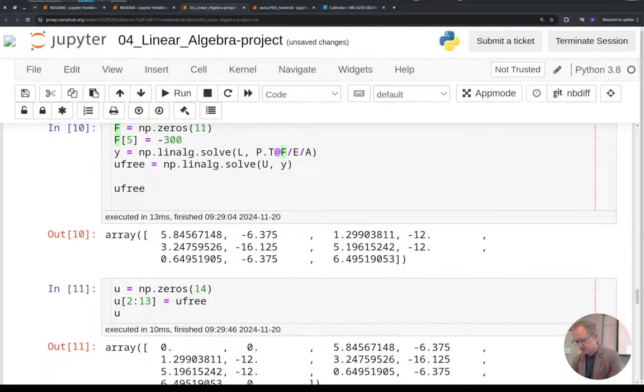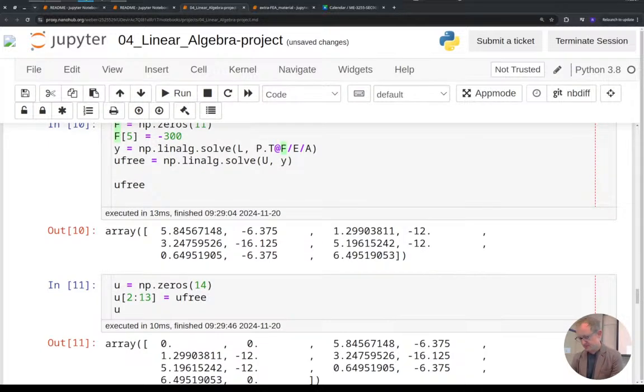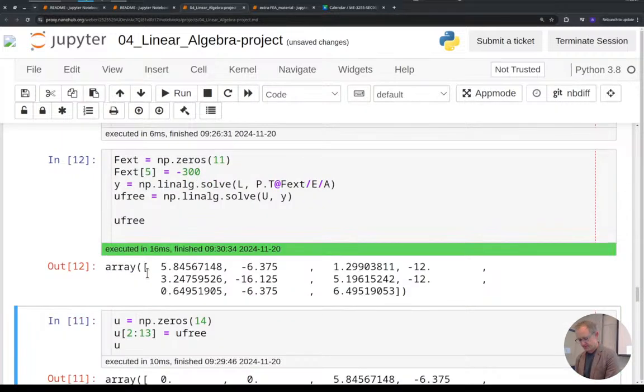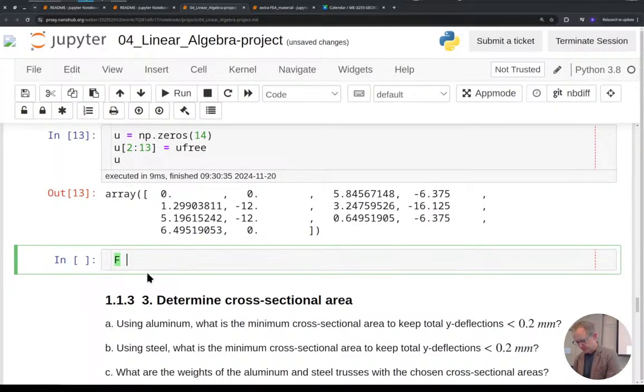And do I want to call this, I already called it F. I want to use a different name, so I'm going to call this FEXT. It won't change what I'm solving, but it just says these are external forces applied. So that when I look at the force on every node, it's going to be E times A times K, where K is that full 14 by 14 matrix, times U.